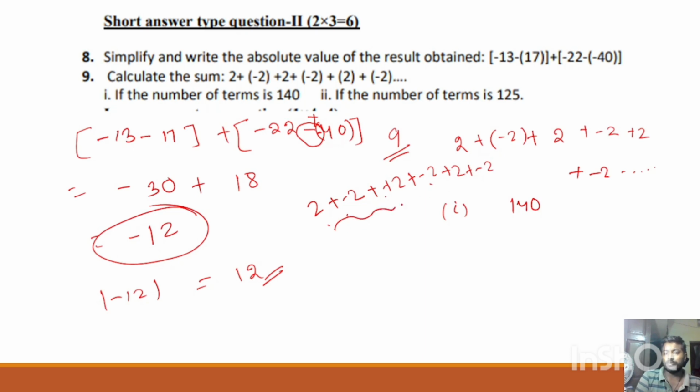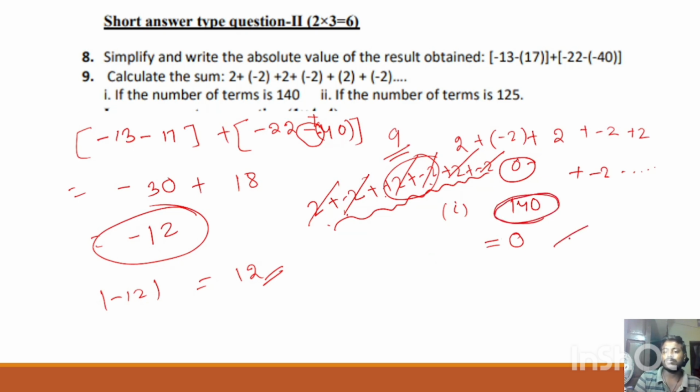Means when we have even number of 2's are there, then we cancel. Suppose +2 -2 equal to 0, then again +2 -2 equal to 0, and again +2 -2 is equal to 0. Means when even number, the answer will be always 0. Means here the I number is, the answer is equal to 0. When it added up to 140, 140 is even number, the answer will be 0. If the odd number, means the answer is +2.